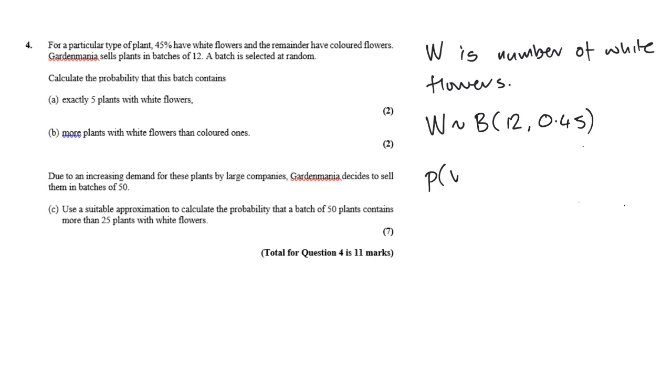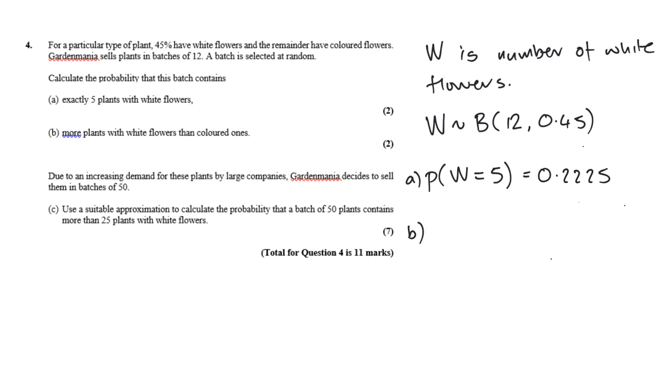So the probability that W will equal 5 is something that we can use on the calculator using the binomial function. And we can just look that up. Using the calculator gives us 0.2225 to 4 decimal places, which is an appropriate level of accuracy. There's our answer for A.